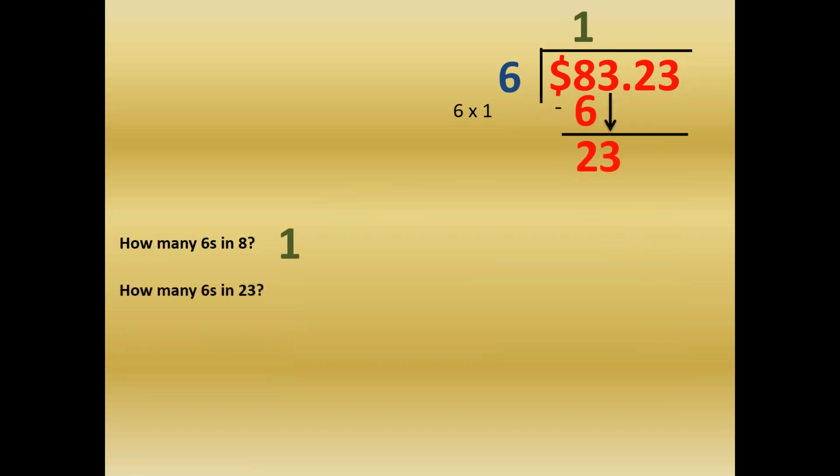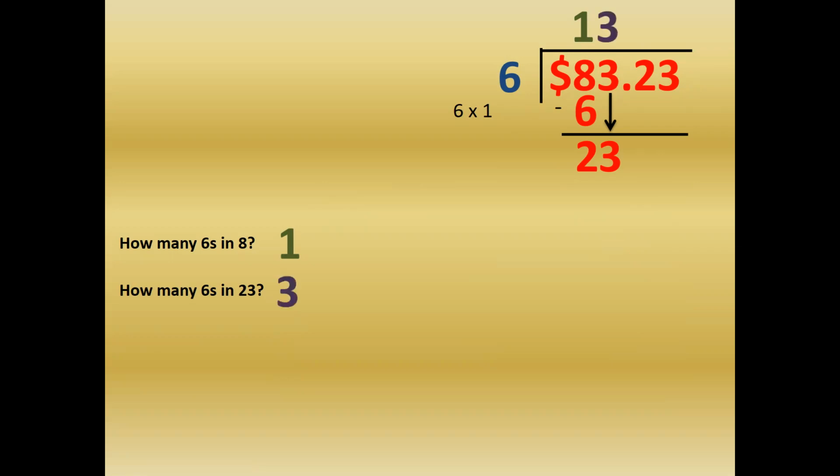So we have $83.23 divided by 6. So how many 6s go into 8? 1. So we put a 1 above the 8. 6 times 1 is equal to 6. 8 minus 6 is equal to 2. We have to take down our 3. How many 6s in 23?